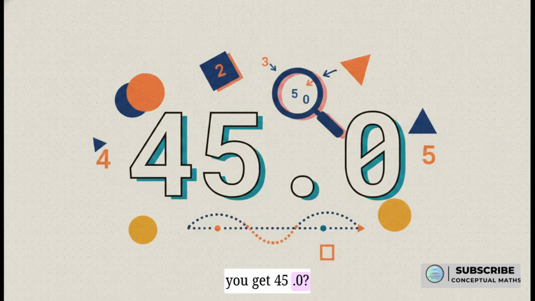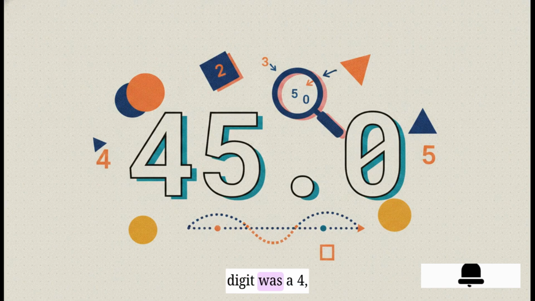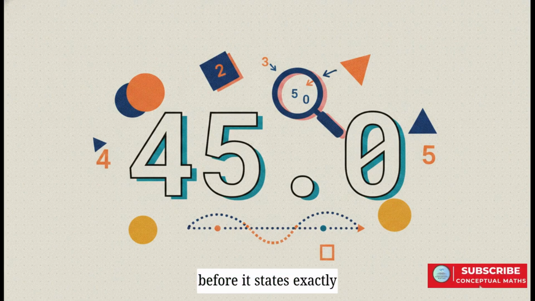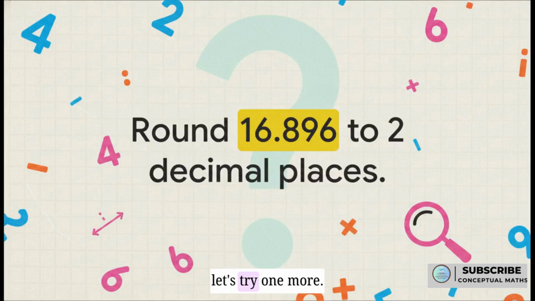Did you get 45.0? If you did, absolutely excellent work. The hundredths digit was a 4, which means the 0 before it stays exactly the same. Okay, let's try one more.